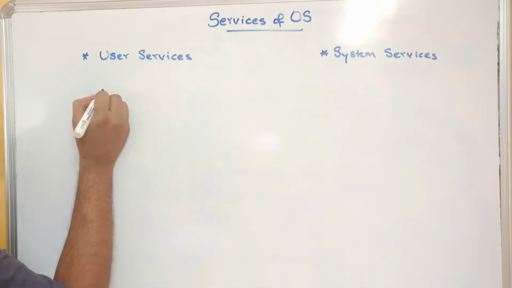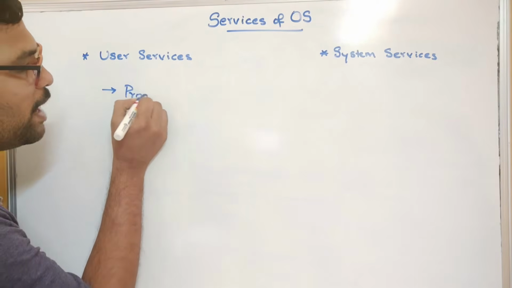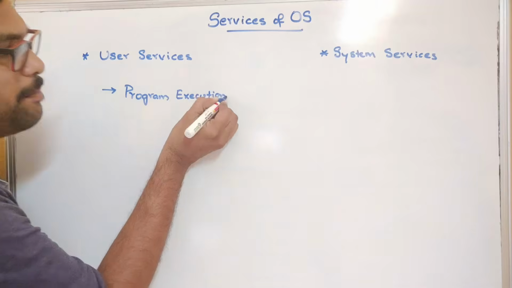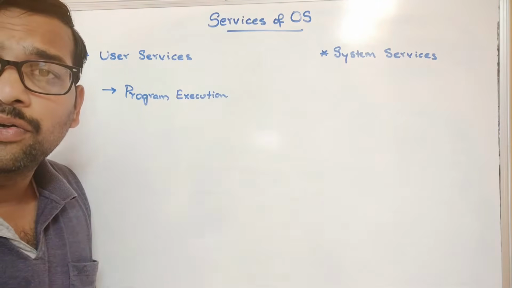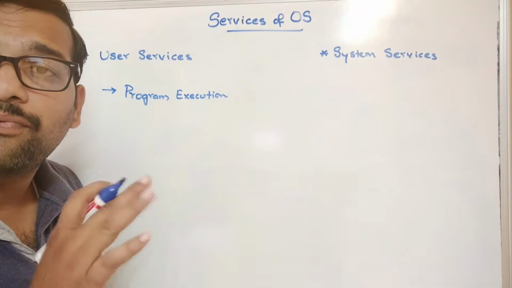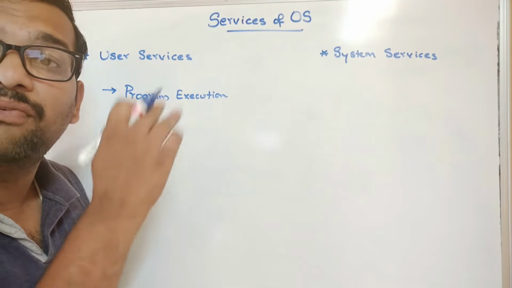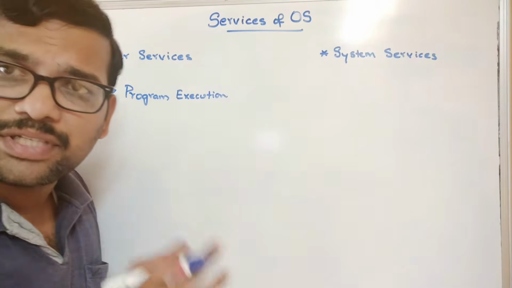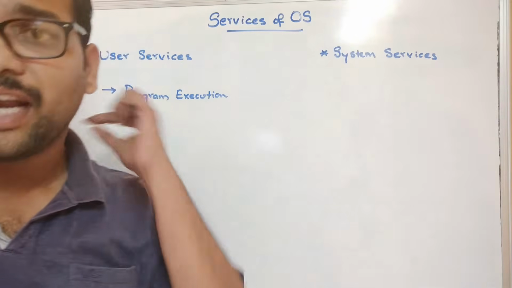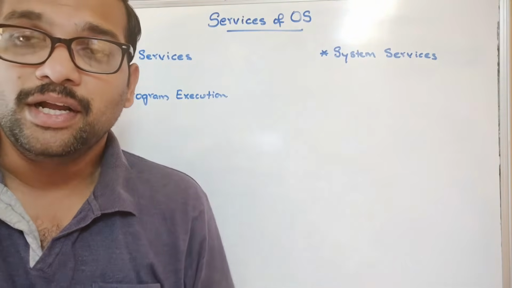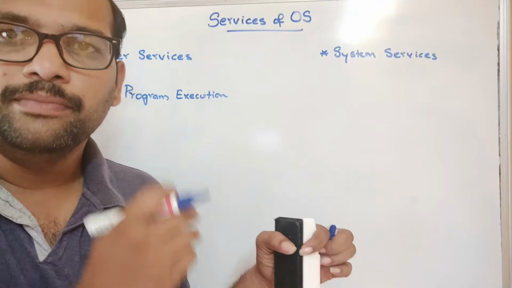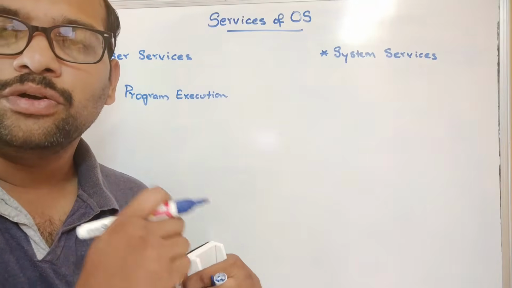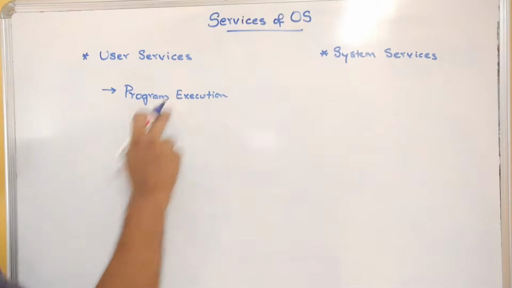So coming to the first one, user services, the first one is program execution. So coming to this program execution, a program is executed from the main memory and this program will be saved in the secondary memory. Every process or every program will be executed by the CPU, the processor. Before executing that by the CPU, that particular program should be loaded into the main memory from the secondary memory. So this will be done by the operating system.